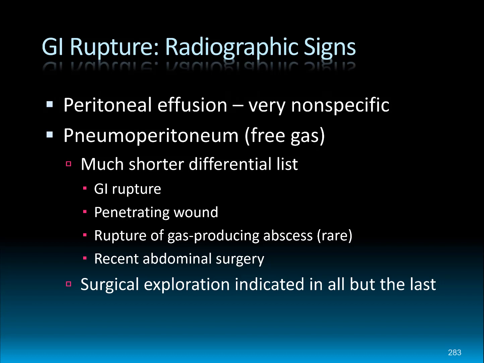Once you see pneumoperitoneum, and you know the dog hasn't had recent abdominal surgery, you're really looking at surgical exploration no matter the cause anyway. So even if it is a fairly specific finding for GI rupture, it is a very specific finding for a dog who needs to go to surgery.